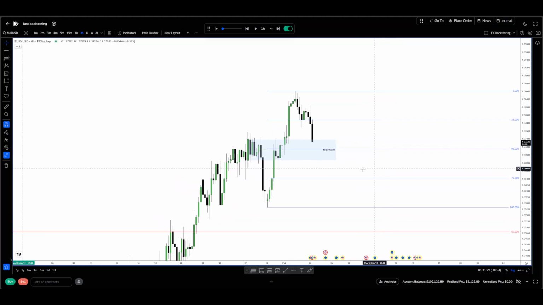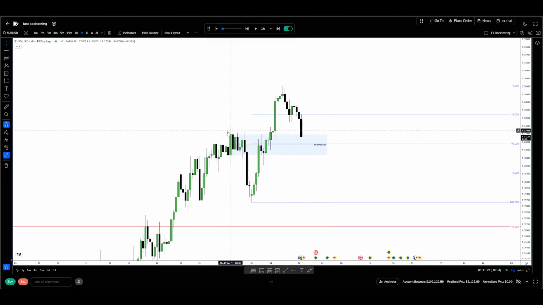So that's where I'm going to find my PD arrays. So at the 50% level, I'm going to look for PD arrays. And since this is a dealing range, which means we have taken the sell side, we have taken the buy side, which means there's also a breaker. So you have to look inside this area somewhere where this breaker is.